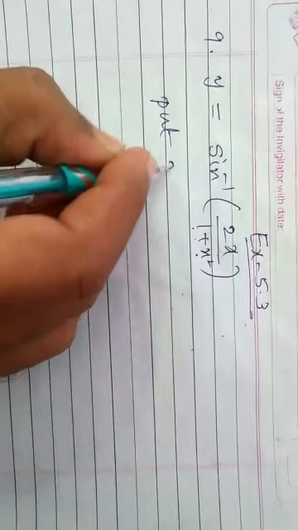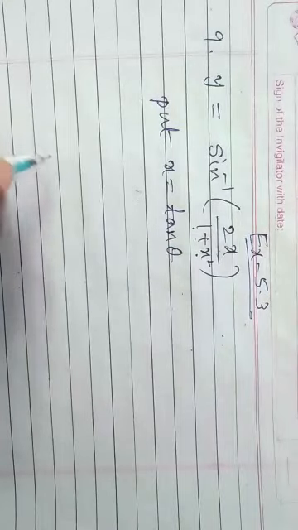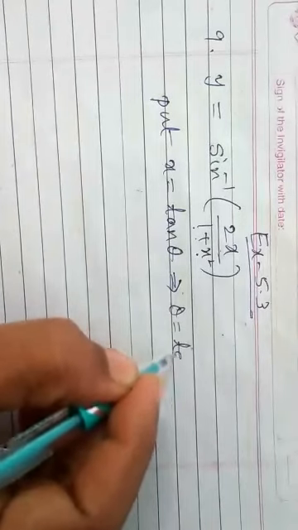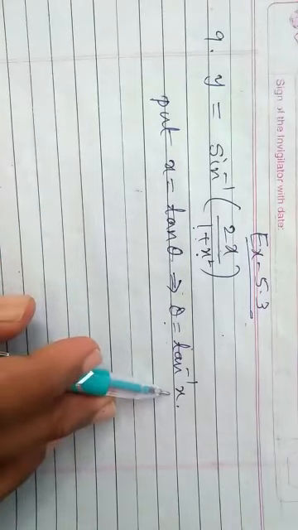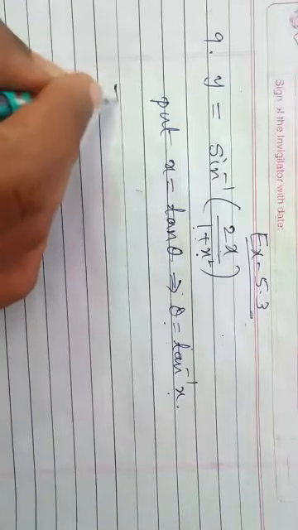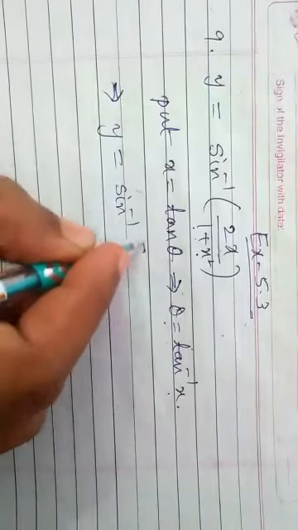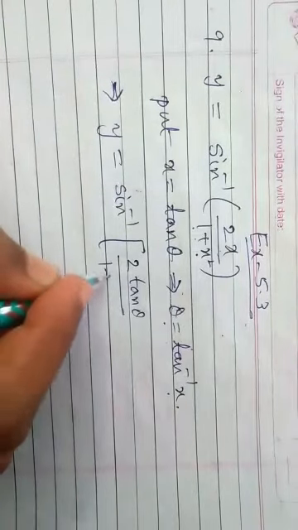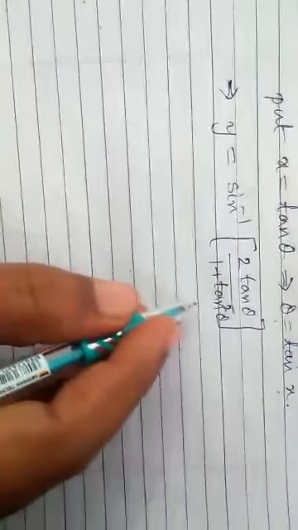Put x equal to tan theta. That theta can be written using the inverse trigonometric function: theta is equal to tan inverse x. Now our problem becomes y is equal to sin inverse of 2 tan theta by 1 plus tan square theta.